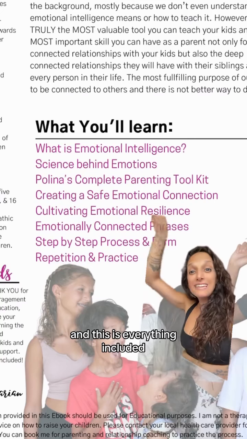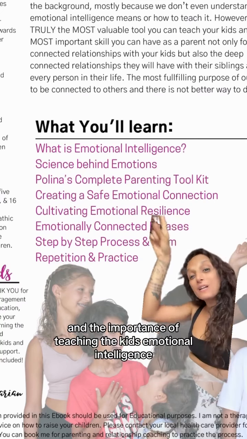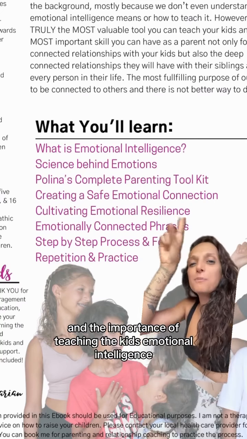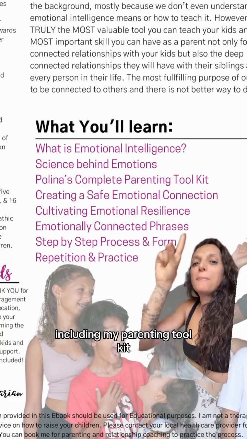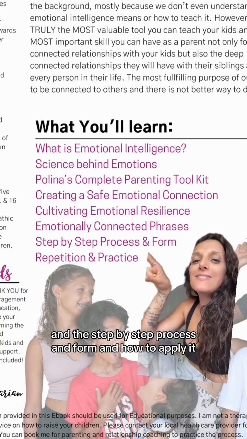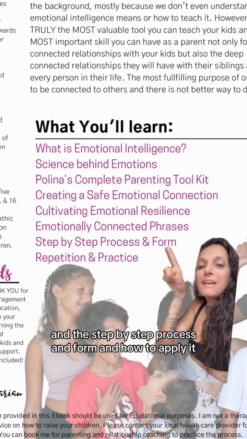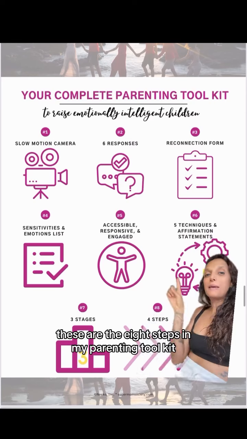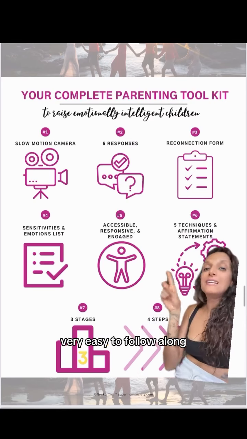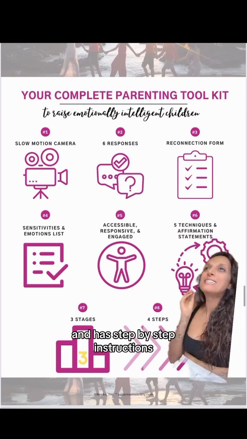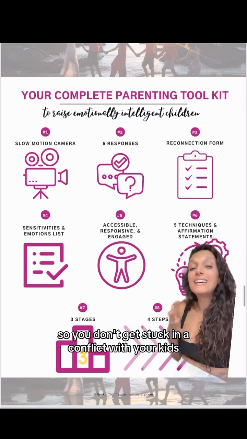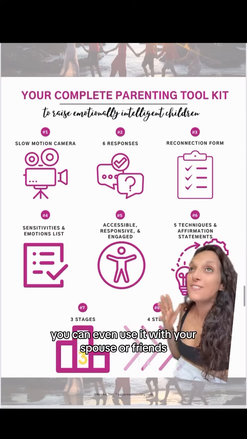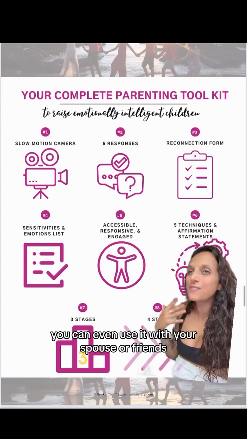And this is everything included, and the importance of teaching the kids emotional intelligence, including my parenting toolkit and the step-by-step process and form and how to apply it. These are the 8 steps in my parenting toolkit. It's very easy to follow along and has step-by-step instructions so you don't get stuck in a conflict with your kids. And you can even use it with your spouse or friends.